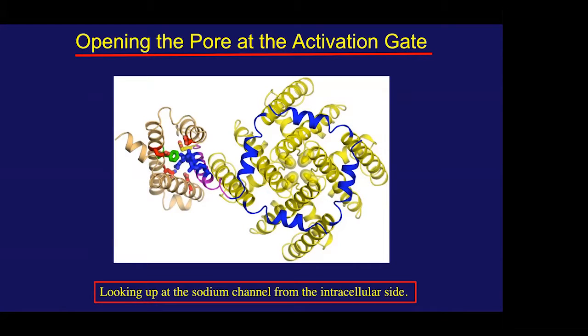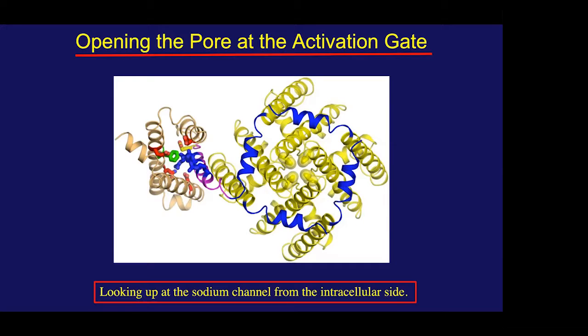And you can see the intracellular end of the pore right here. It's tightly closed. You can see these little amino acid side chains. There's no space for sodium ion there in the closed state. And you can see this really crucial linker, the S4, S5 linker that's highlighted in blue.